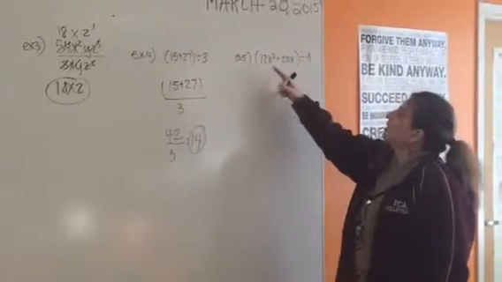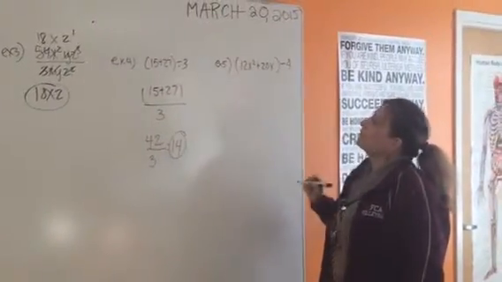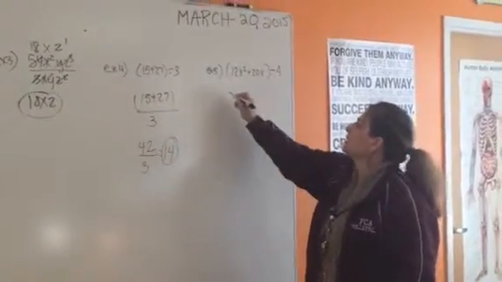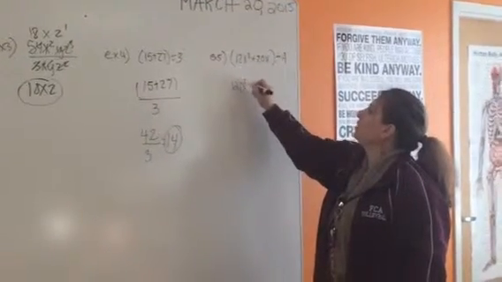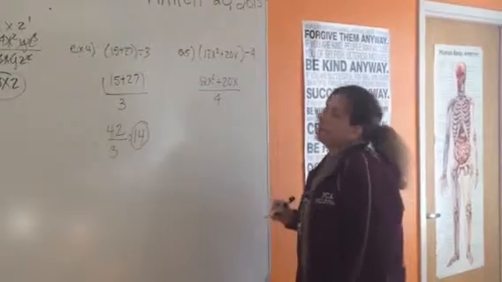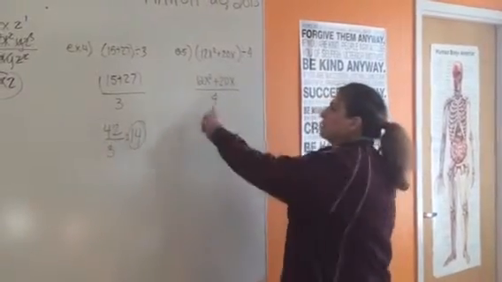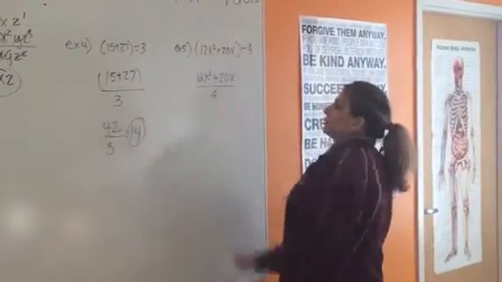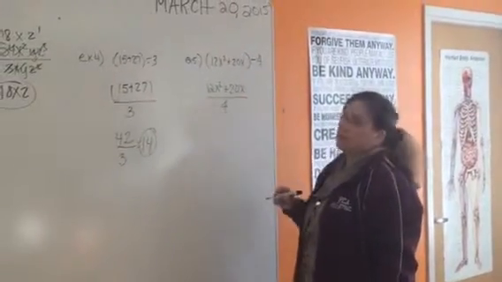Okay, over here, 12x squared plus 20x. This is when it gets a little more difficult. I'm going to write the whole binomial on top because that's 2 terms. And I'm going to divide by 4. Now, how do you do this? You actually have to divide each individual thing by 4 and separate it with the plus sign.